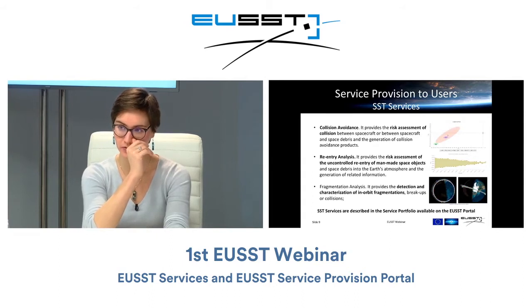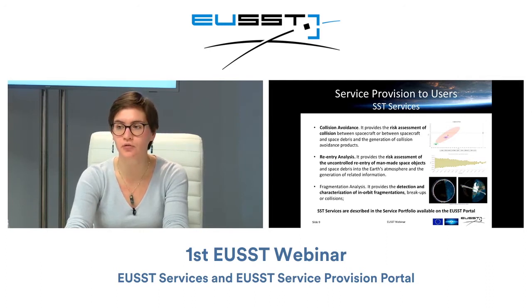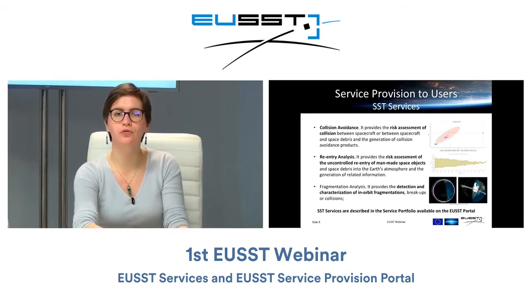Then we have the reentry service. Reentry provides the risk assessment of an uncontrolled reentry of a spacecraft or of a debris in the Earth's atmosphere. Again, we are providing a report with all the available information that we have to the users. The last service is the fragmentation one. It provides the detection and characterization of in-orbit fragmentation. We try to cover breakups or collisions, and we provide products in order to give you as much information as we have on these events.